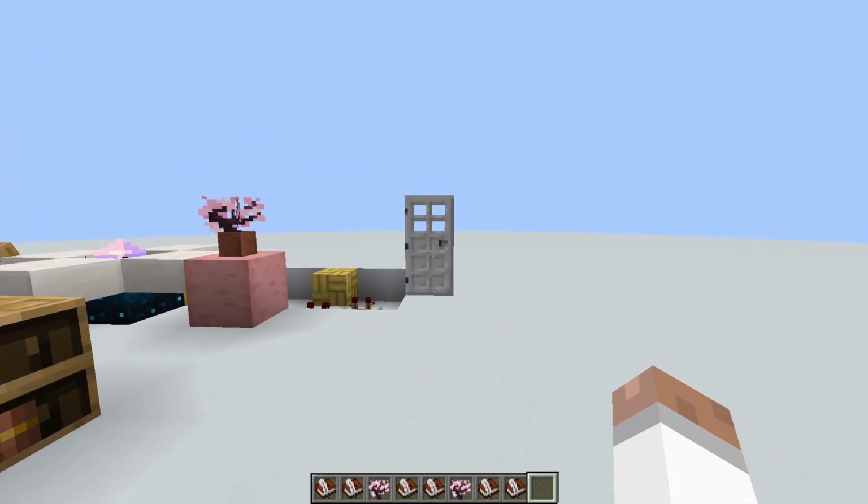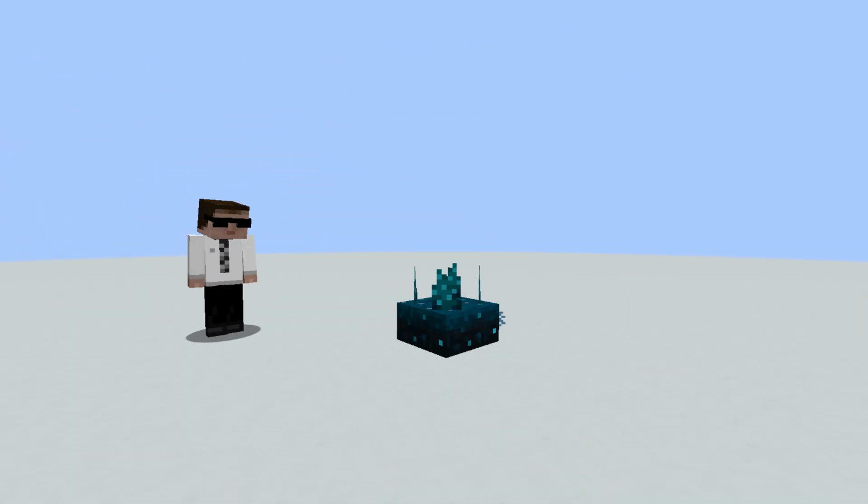This wraps up the latest changes made to Sculk blocks as of release Minecraft 1.20.2.